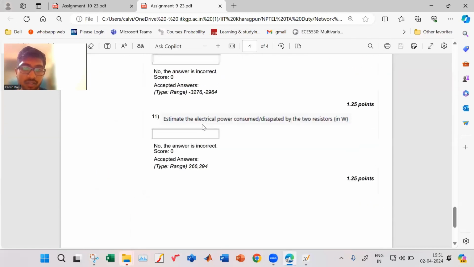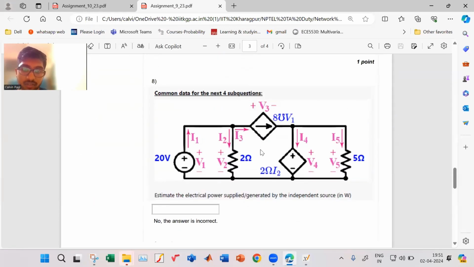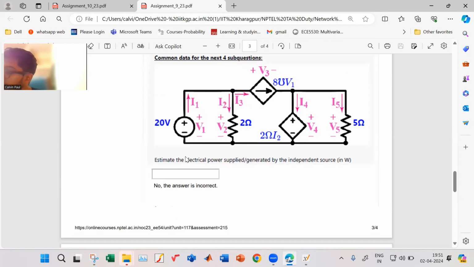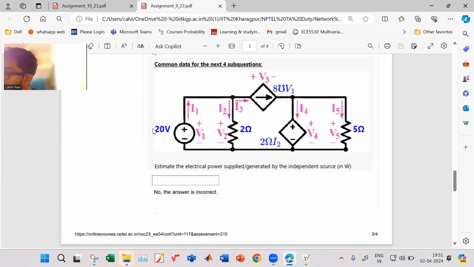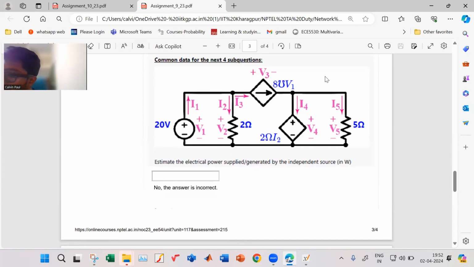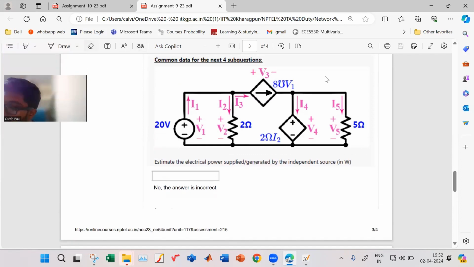Look over here. Is this V1 consuming power or generating power? Delivering power. They are asking to estimate the electrical power supplied by the independent source. So how much power is it supplying? It is 20 into I1 that it is delivering. If your I1 is going out, that means it is delivering 20 I1. If the I1 is coming inside, it is minus 20 into I1.